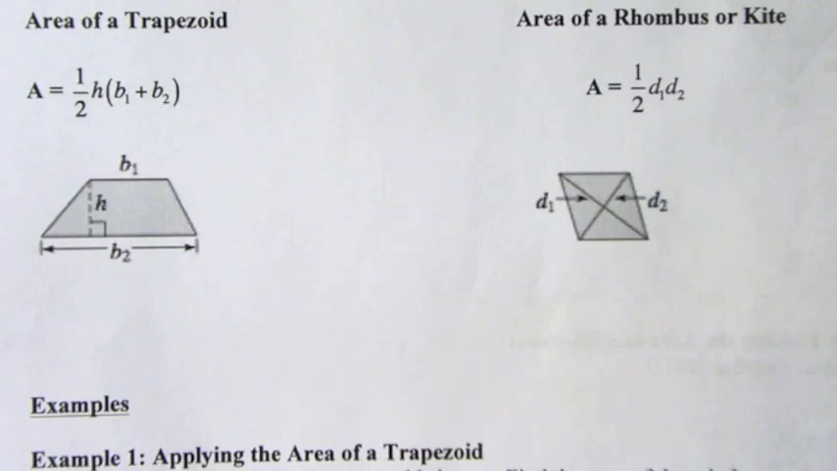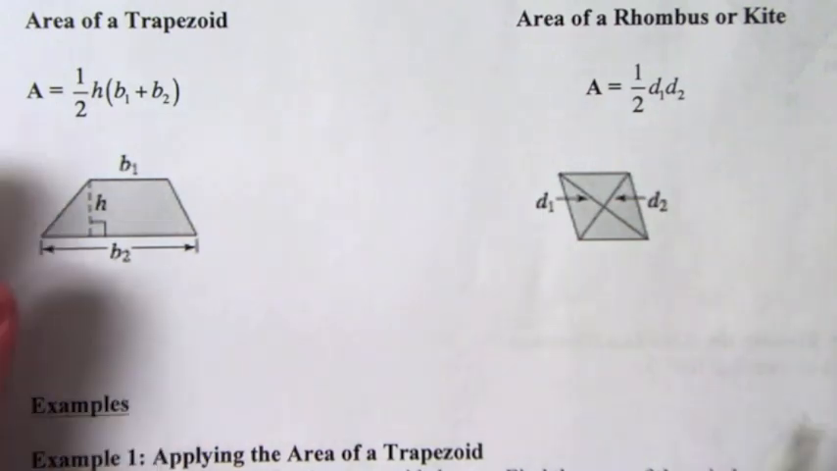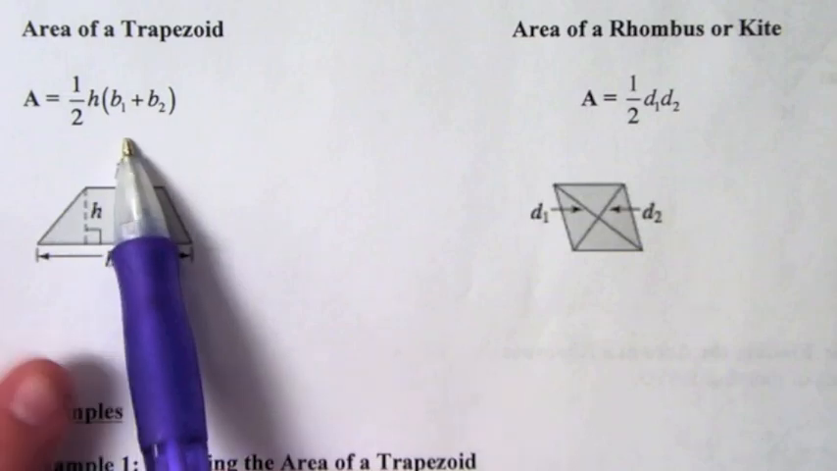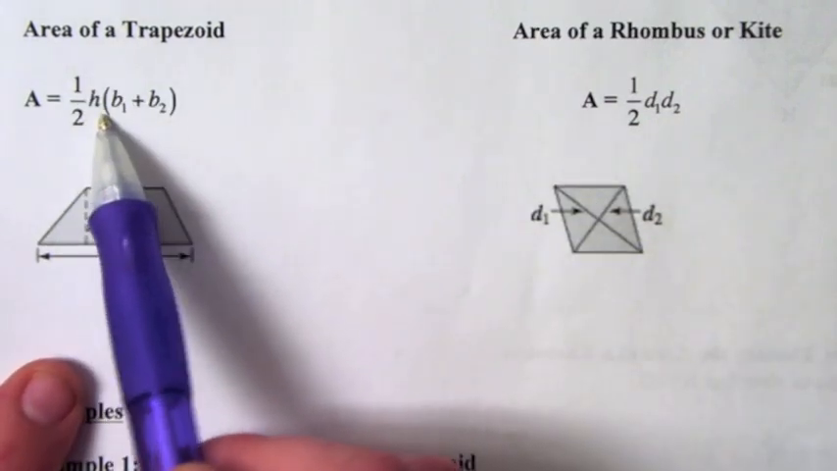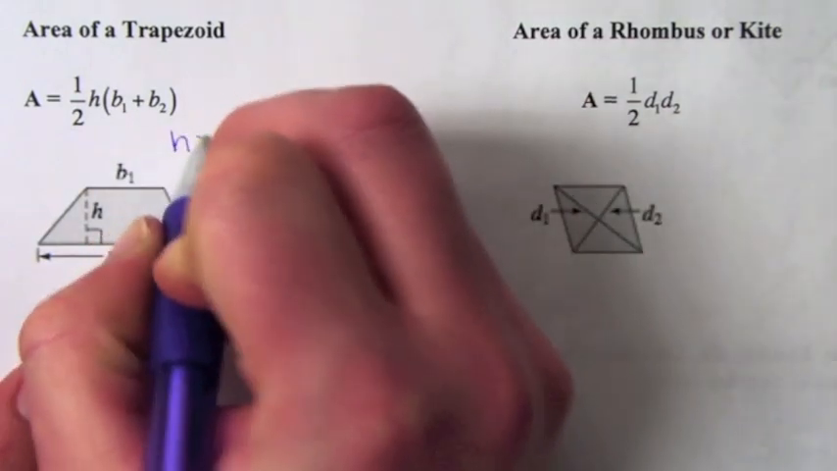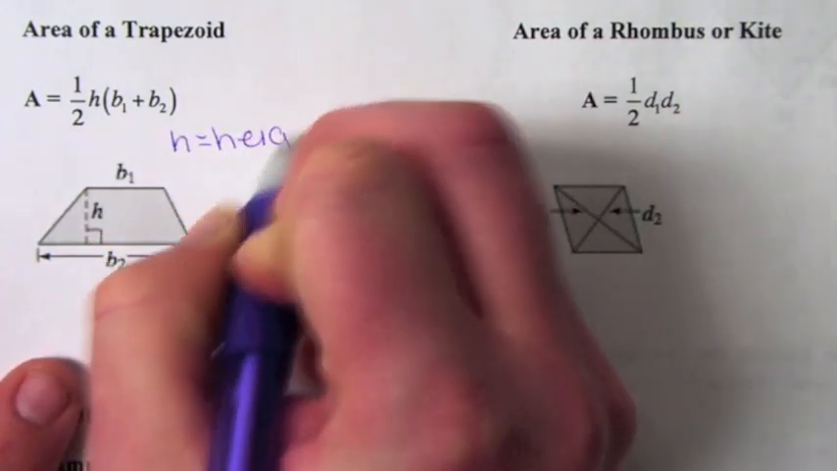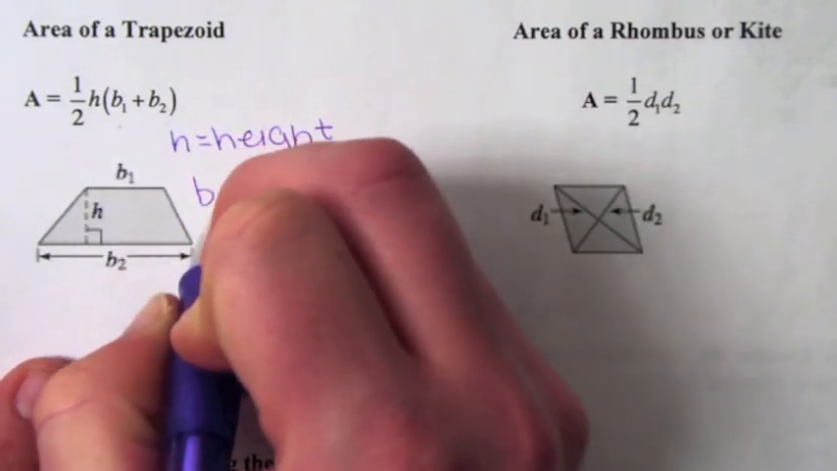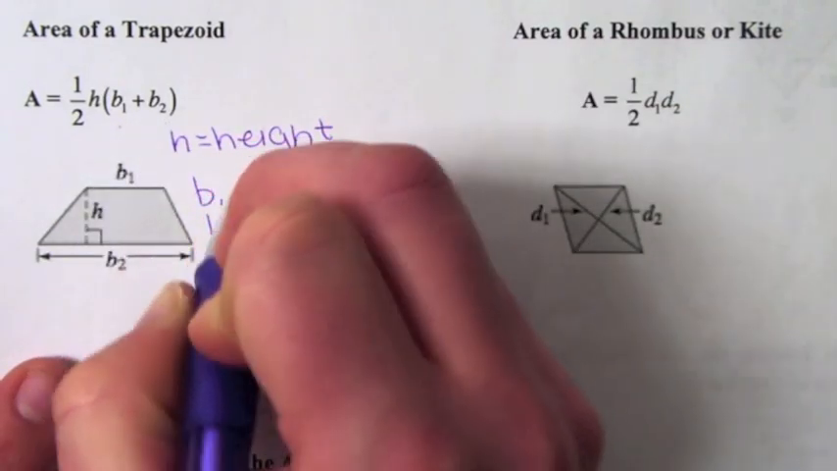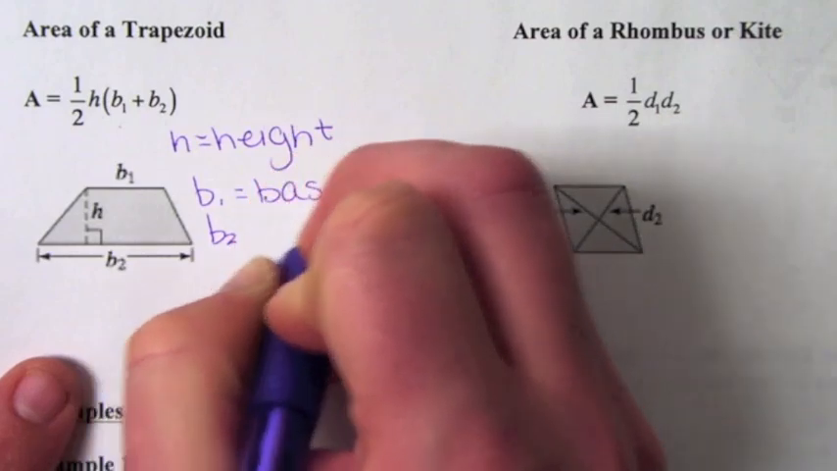All right. Today we are doing section 10.1, and it is over the areas of trapezoids, rhombuses, and kites. So let's just go ahead and start out with the area of a trapezoid. It is 1/2 h, which again is the height. You need to write that down. Okay, and then our two bases, so B1 and B2 are both bases.